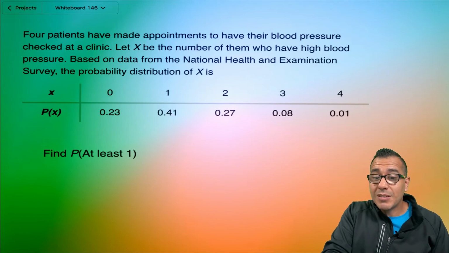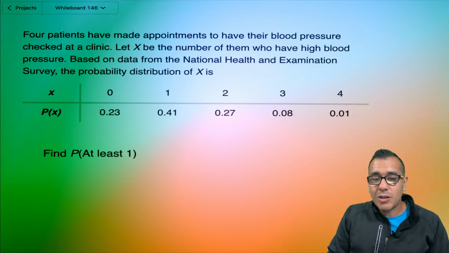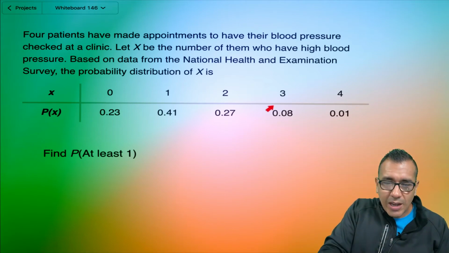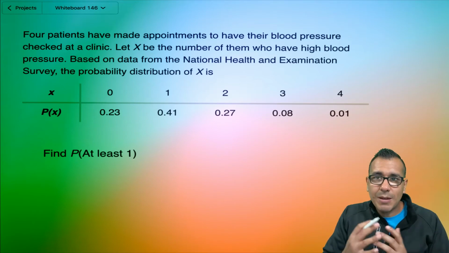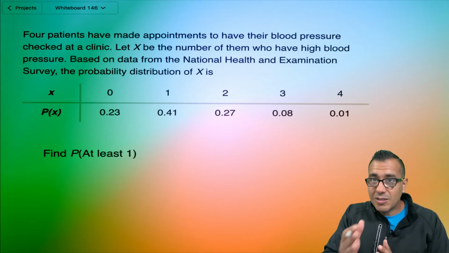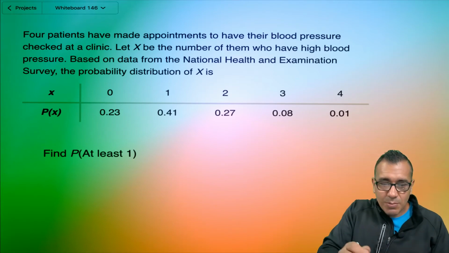This is the probability that exactly one of them has high blood pressure. This is the probability that exactly 2 of them have high blood pressure, and so forth. And what you always want to do is a quick check to make sure all these add up to 1, to make sure this is actually a probability distribution. All right, so let's jump into the question.